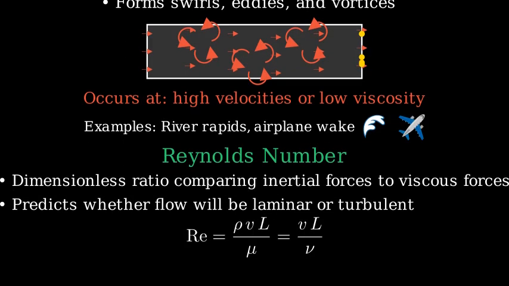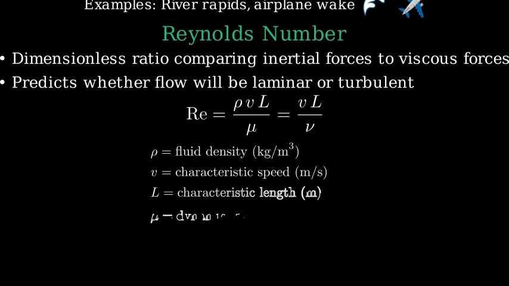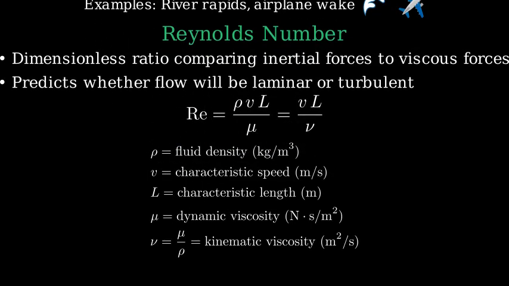equivalently, VL divided by nu, where rho is the fluid density in kilograms per cubic meter, V is the characteristic speed of the fluid in meters per second, L is a characteristic length, such as the pipe diameter in meters, mu is the dynamic viscosity in newton seconds per square meter, and nu is the kinematic viscosity, which equals mu divided by rho.